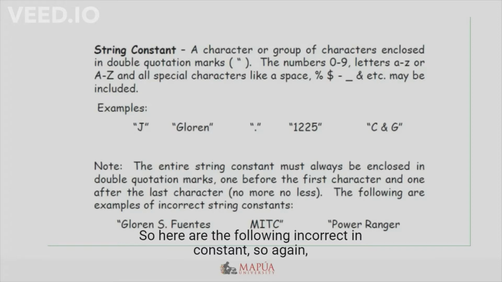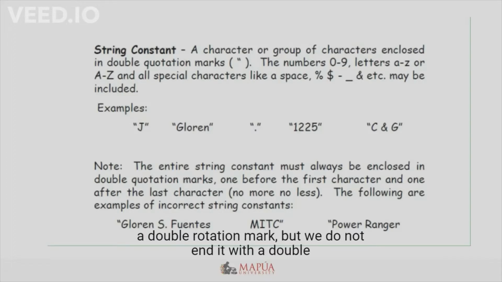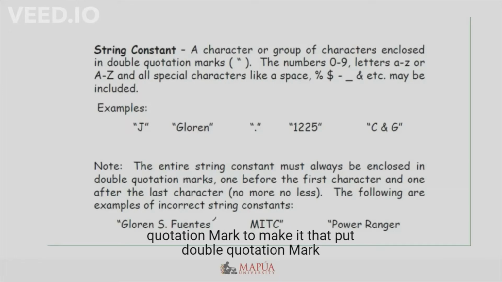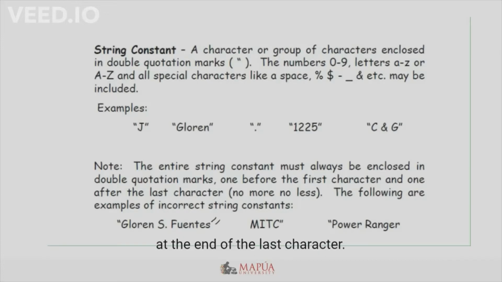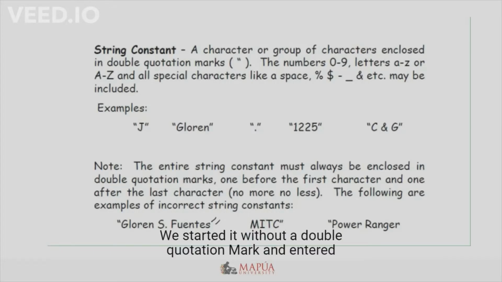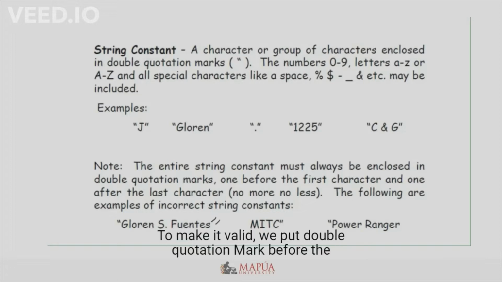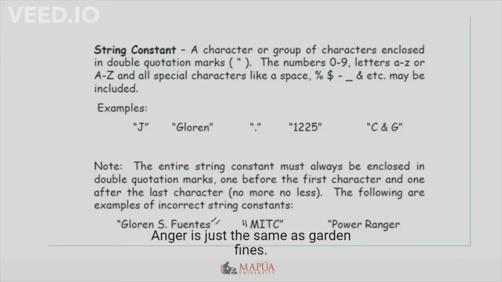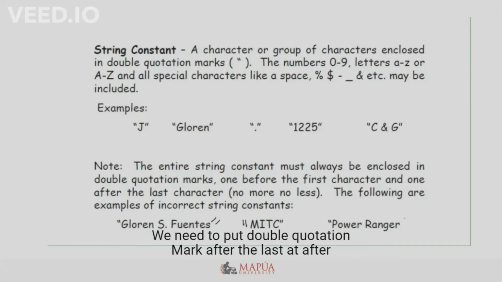No more, no less. So here are the following incorrect string constants. Again, Glorin S. Fuentes is invalid because we started it only with a double quotation mark, but we do not end it with a double quotation mark. To make it valid, put a double quotation mark at the end of the last character. Same thing as MITC, we started it without a double quotation mark and ended it with a double quotation mark. To make it valid, we put a double quotation mark before the first character. Power Ranger is just the same as Glorin Fuentes. We need to put a double quotation mark after the last character.